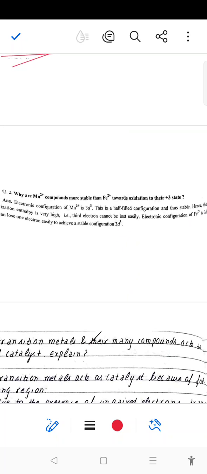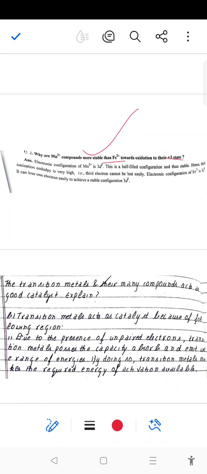Next, why are manganese 2+ compounds more stable than iron 2+ toward the oxidation state +3? You already did this question earlier.